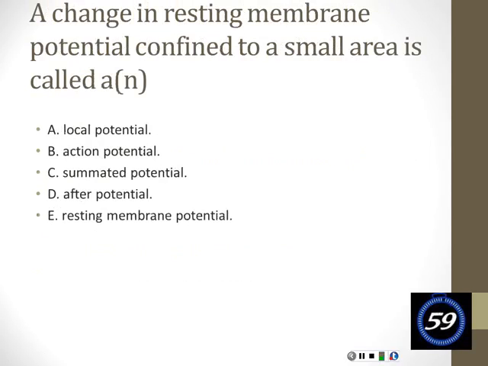All right, got another one. A change in resting membrane potential confined to a small area is which of those things? We talked about this at the beginning of last time. And I can tell that we should talk about it again, which we're going to do right now.